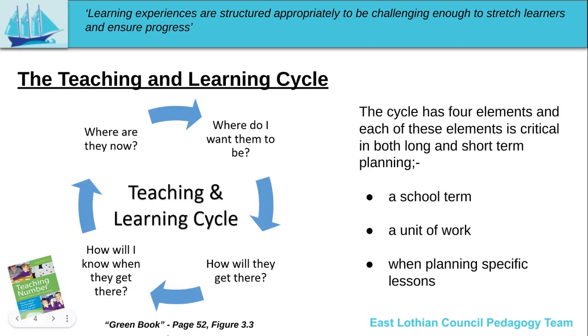The teaching and learning cycle should be used as a basis for planning. As you can see in the diagram, it has 4 elements to it. When thinking about our learners, we need to think about where they are now. Where do you want them to be? How will they get there? And how will you know when they get there? Each of these elements are critical when doing our short and long-term planning.